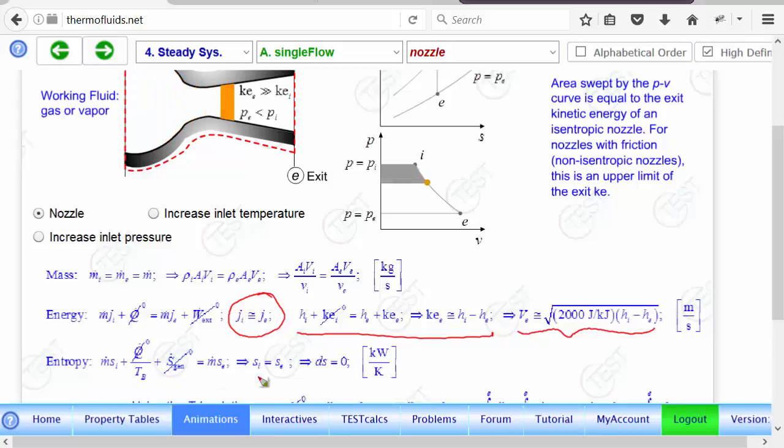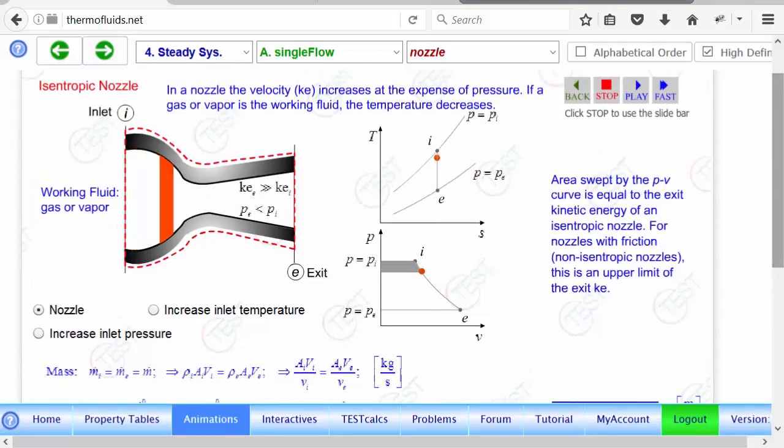Again, if you use the entropy equation, adiabatic and reversible, there is no friction, which makes the nozzle isentropic. Just like a turbine, we could also define a nozzle efficiency, but right now this is enough to do a mass, energy, and entropy analysis of all sorts of devices.